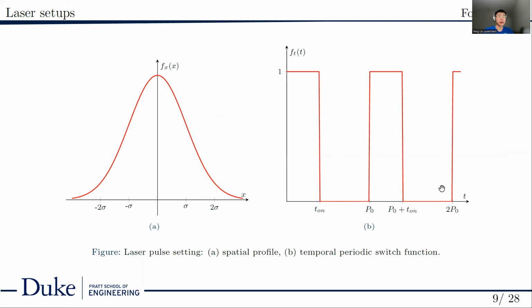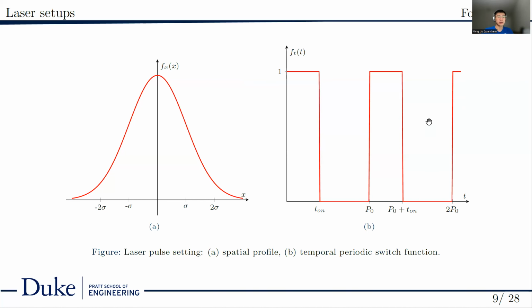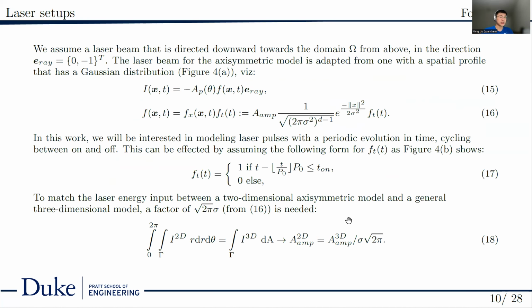Then here comes the laser profile. In this work, the laser beam is assumed to be directed downward towards the domain omega from above. And we use a Gaussian distribution to describe the spatial profile of the laser beam, as this equation shows. Also, in order to model a laser pulse with a periodical evolution in time, we use a temporal periodical switch function to control the behavior of the laser pulse, which is this function, and the figure is shown here. And to match the laser energy input between the 2D axisymmetric model and the 3D model, a factor is needed.